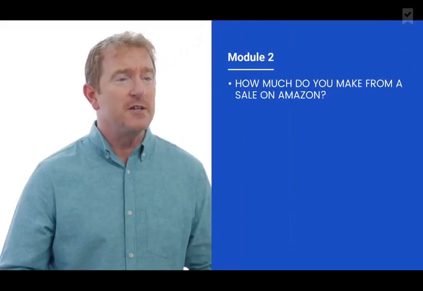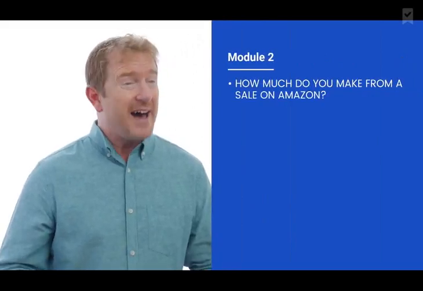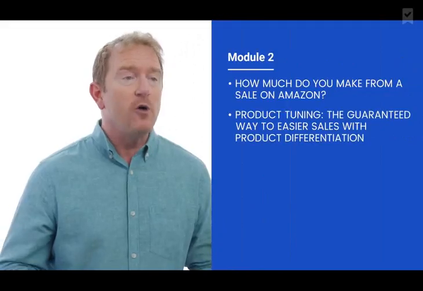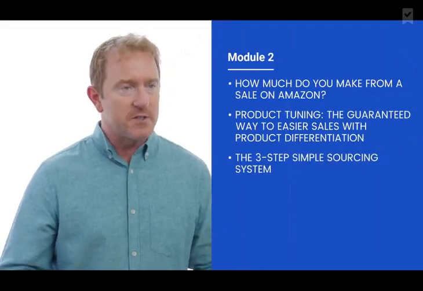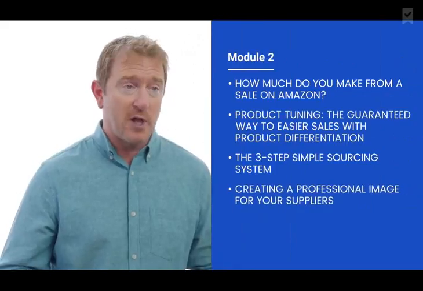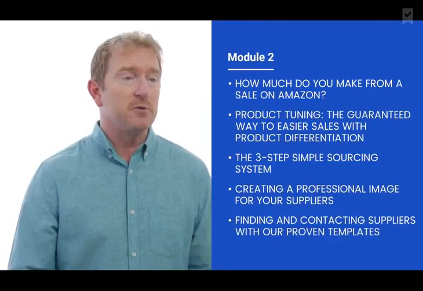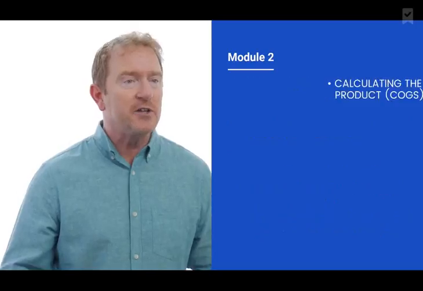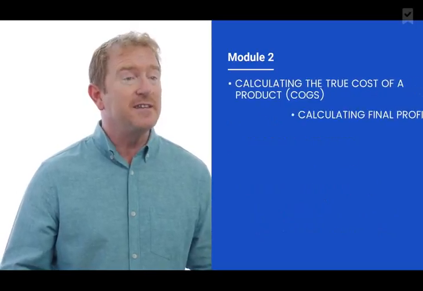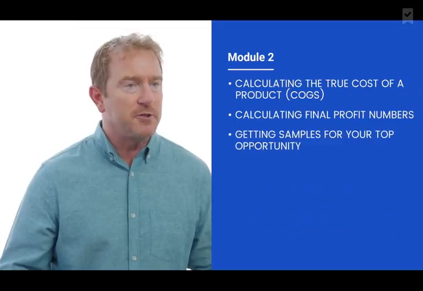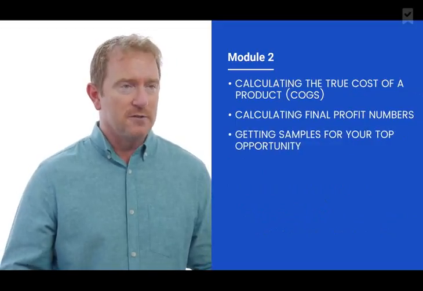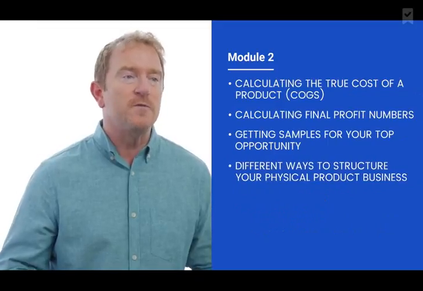Here's exactly what we'll be covering. How much do you make from a sale on Amazon using Amazon's own built-in tools? How to guarantee that your product will stand out from all the others through a process we call product tuning. The 3-step simple sourcing system, creating a professional image for your suppliers, finding and contacting suppliers with our proven templates, calculating the true cost of a product, calculating the final profit numbers for your focused opportunity list, getting samples for your top opportunity where your business really leaves the digital world, and lastly, different ways to structure your physical products business. So let's get started, and I'll see you in the first video.